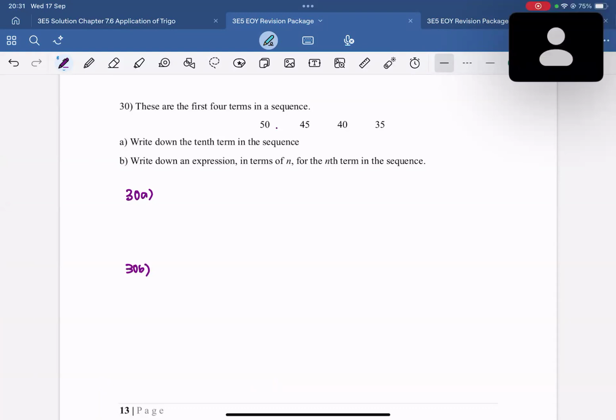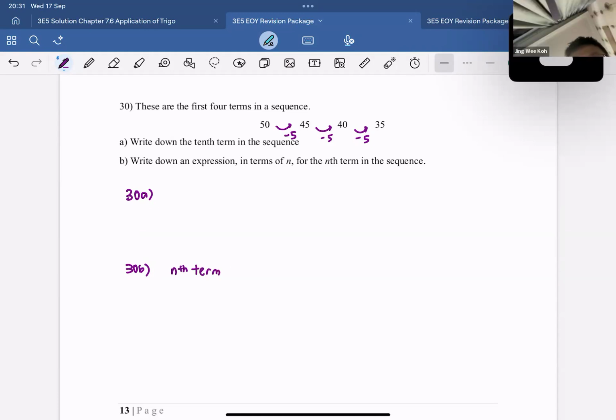So from 50 to 45, you can see this is -5. This is -5. This is -5. If it decreases or increases by a constant number, then in this case, since it decreased by 5, your n-th term will surely have -5n. If it increased by 3, then it will be 3n. If it increased by 7, then surely you have 7n. If it increased by 13, surely you have 13n.